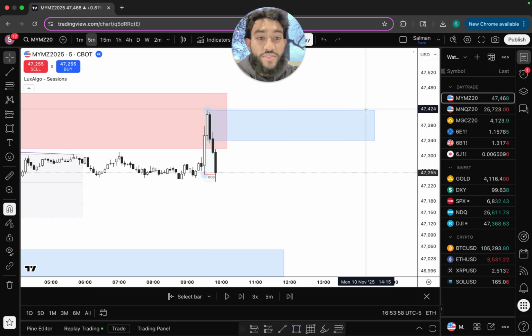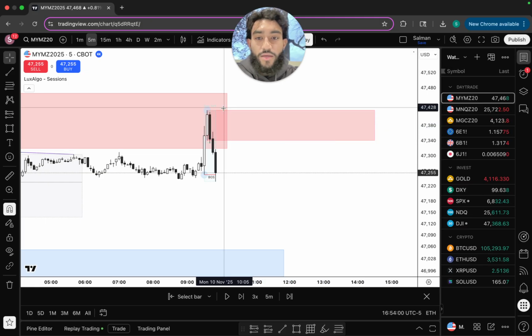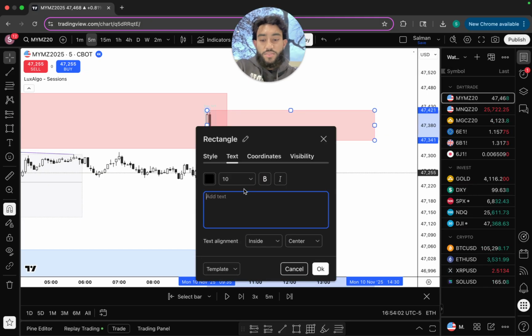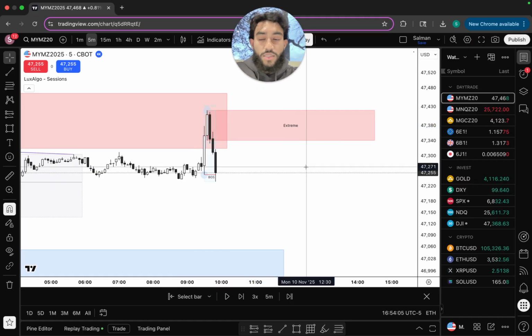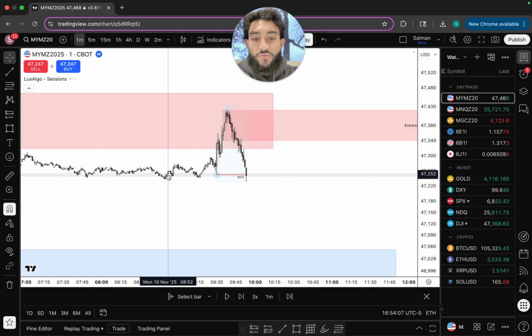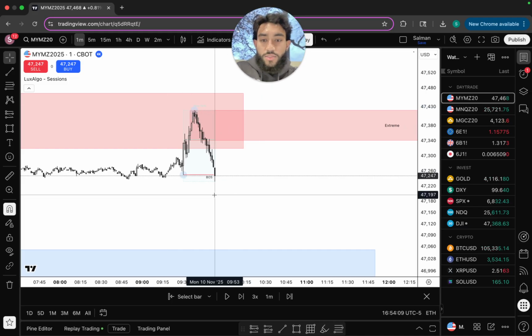So I have this 5-minute supply zone marked out. And this was an extreme supply zone. Extreme, because it is the most premium level that broke the structure. So now let's play through. Let's see if I get tapped in.